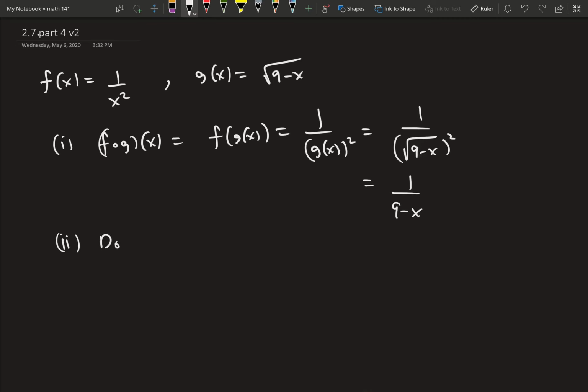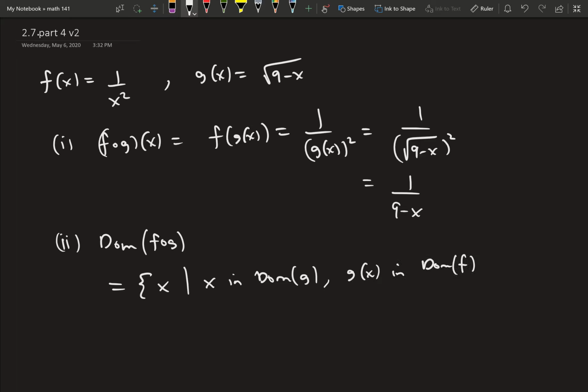What we then want to do is find the domain of f composed with g. And remember that this was all x, where x was in the domain of g, and g of x was in the domain of f. And so here I'm going to tell you kind of the optimal method to do this. One, first, of course, is to compute the domain of g. So step 1 is find the domain of g.